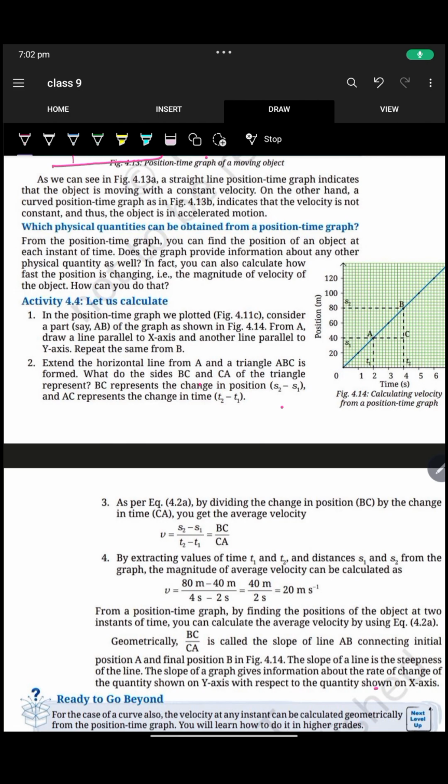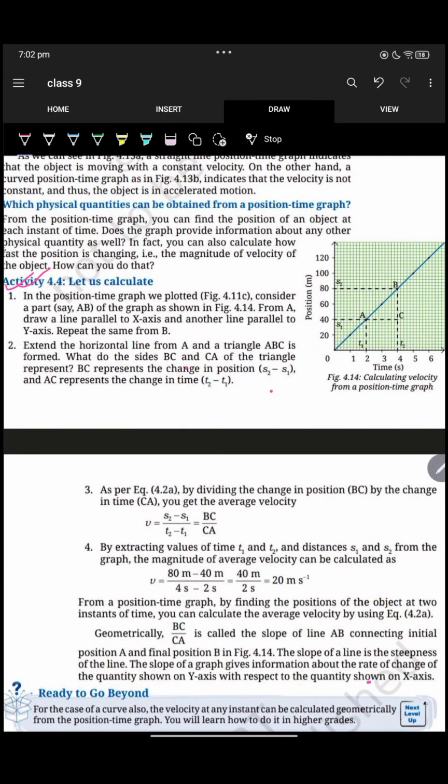Now, which physical quantity can be obtained from a position time graph? Now, a position time graph depicts many things. How? Let us see this activity. In the position time graph, we plot it.